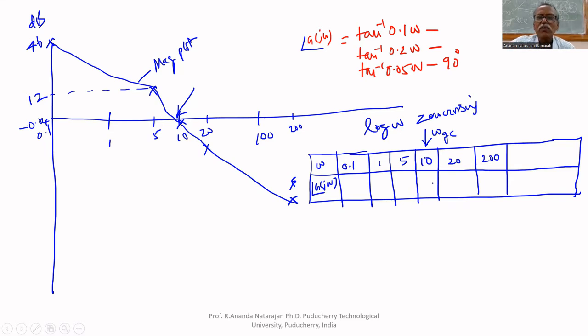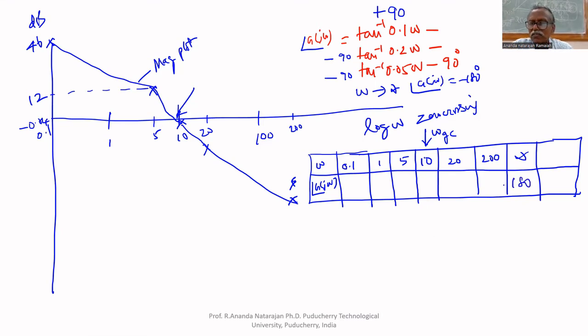If you put infinity, what you will get? You can include infinity also. Final angle: if you put omega equal to infinity, this becomes 90, this becomes 90, this also becomes 90. These two are negative. Minus 90, minus 90, plus 90. So 3 minus 90, 1 plus 90, therefore 180. As omega tends to infinity, the final angle of G of j omega equal to minus 180 degree. So that also you can include.